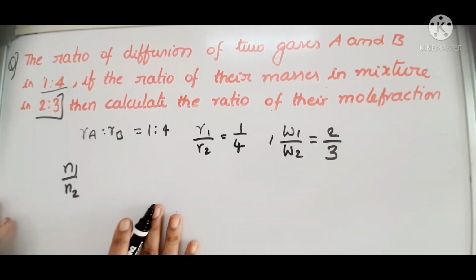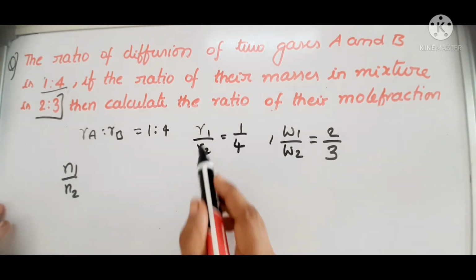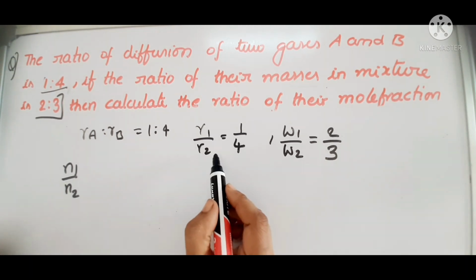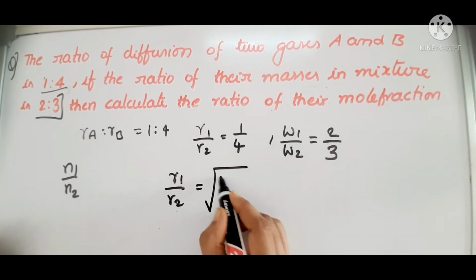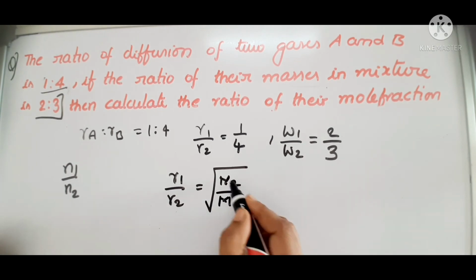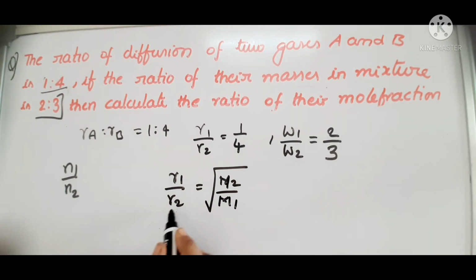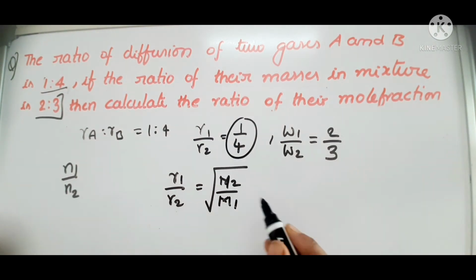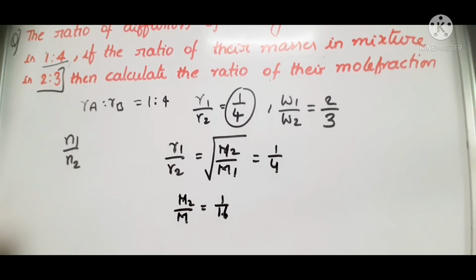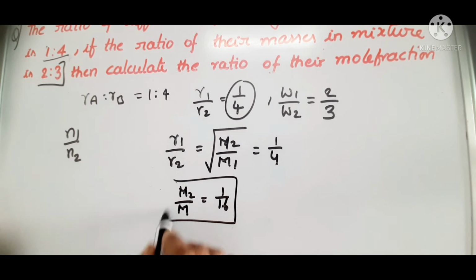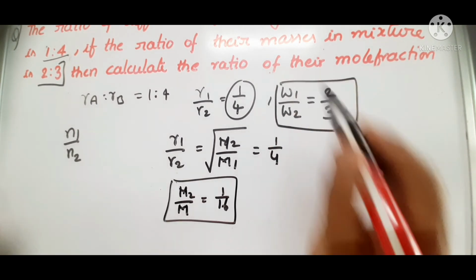Okay. So what is the ratio of diffusion rate of two gases? R1 by R2 equal to square root of M2 by M1, right? Molecular mass of gas 2 by molecular mass of gas 1. So R1 by R2 equal to, what you have here? 1/4. That means M2 by M1 equal to 1/16, isn't it? I am deleting the square. So you can use this value and we'll use this value also.